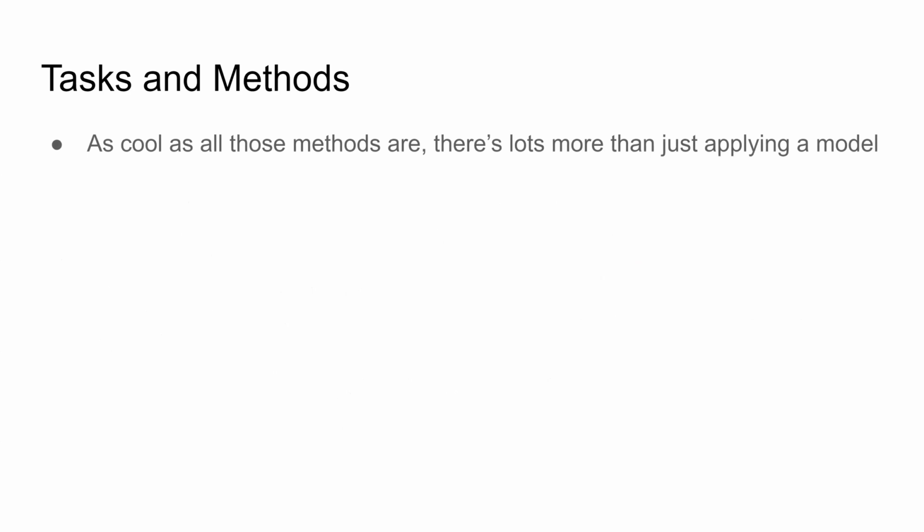So, tasks and methods. I think it's important to say that although these methods are all great, there's obviously a lot more than just applying a model. To apply a support vector machine for classification, it's just SVM, and then you tell it what data you want to use. In R, it's a single line. But of course, that's dangerous.